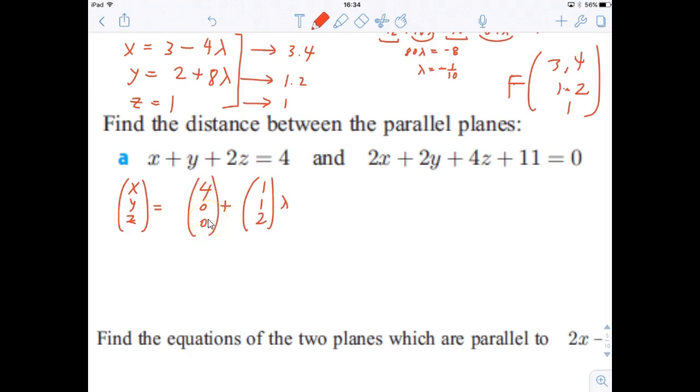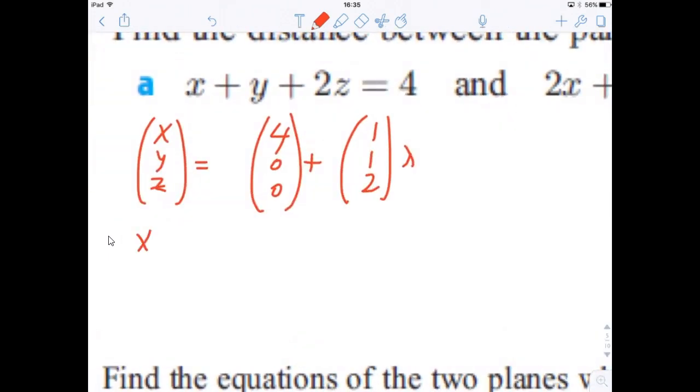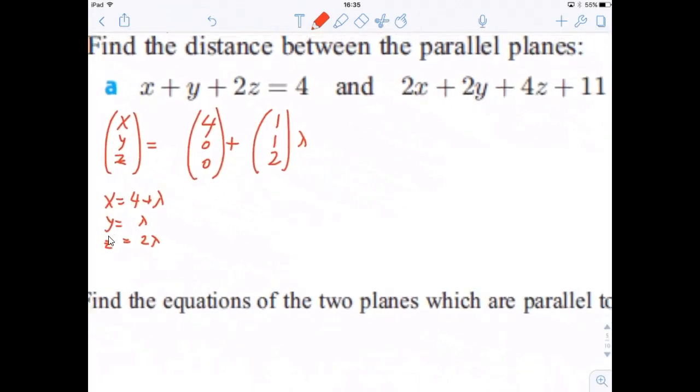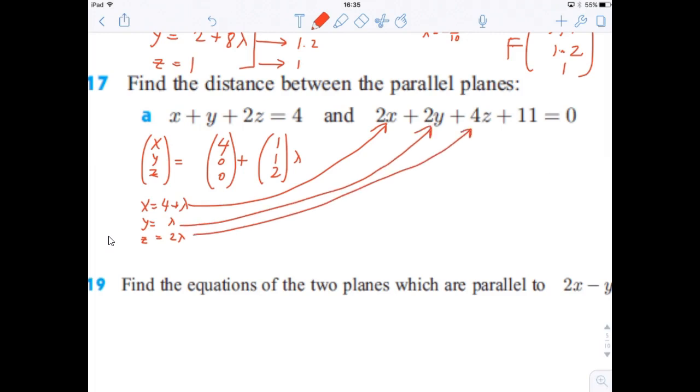Okay? And now what I'm going to do is change this into parametric equations like we sometimes do. So we're going to have x equals 4 plus lambda, y equals lambda, and z equals 2 lambda. Now that I have these parametric equations, I can do what I did in previous problems, and substitute these equations into the other plane's equation, and then this would give me a way of figuring out what lambda would be when this line crosses the parallel plane.